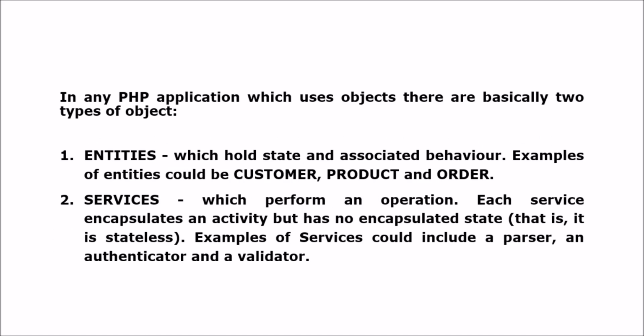In any PHP application which uses objects, there are basically two types of object. Entities, which hold state and associated behavior. Examples of entities could be customer, product, and order. Services, which perform an operation. Each service encapsulates an activity but has no encapsulated state, that is, it is stateless. Examples of services could include a parser, an authenticator, and a validator.